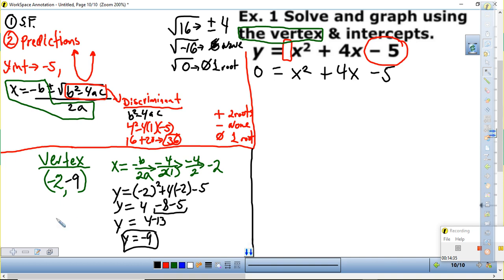And of course, this is what we're going to call step 3. So what would you call step 3? Tell your neighbor what would you call step 3. Identify the vertex. That is correct.